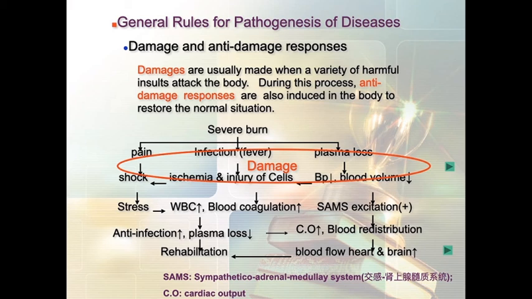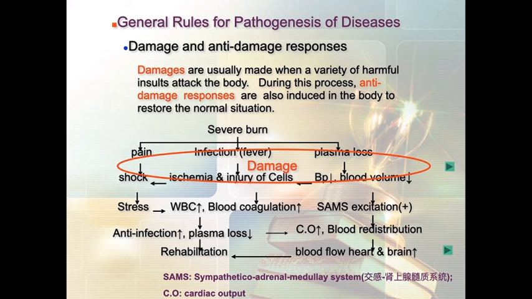SAMS is the sympathetic and adrenal medullary system. And the cardiac output and blood redistribution and blood flow to heart and brain will increase. More cardiac output and the blood redistribution will favor the most important organs like heart and brain, so they won't be short of blood supply. That's very important for us to stay alive.